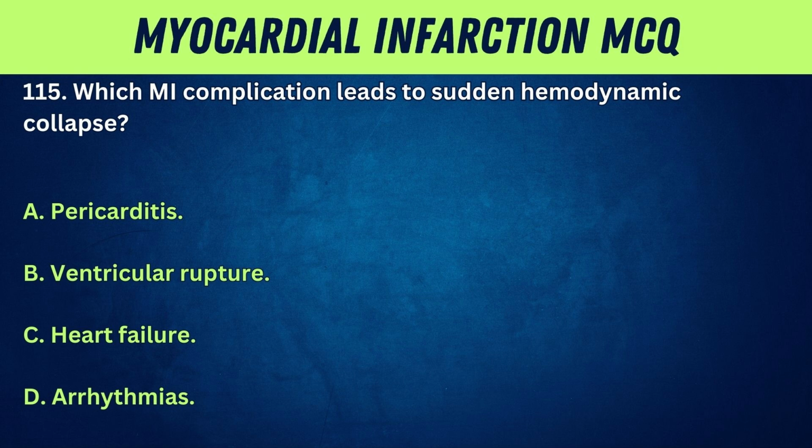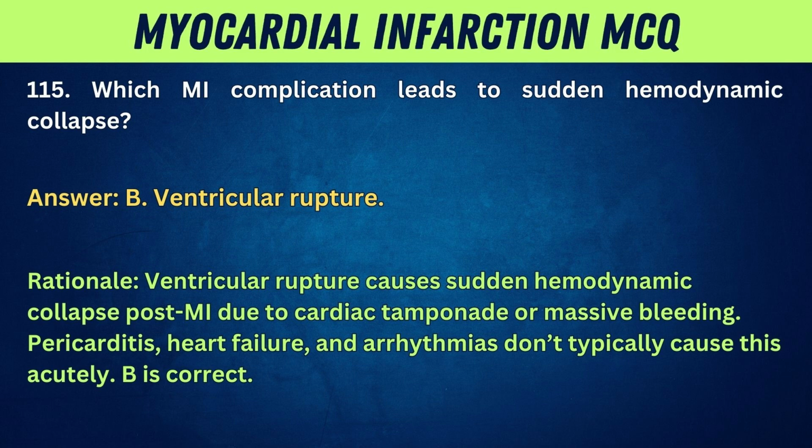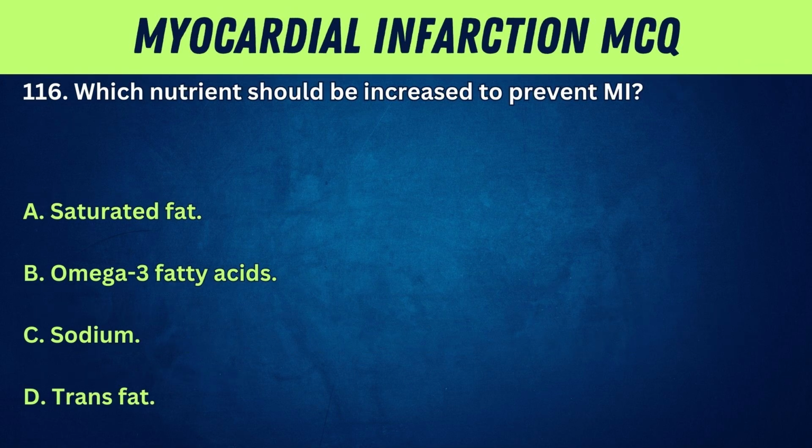A. Pericarditis. B. Ventricular rupture. C. Heart failure. D. Arrhythmias. Answer: B. Ventricular rupture. Rationale: Ventricular rupture causes sudden hemodynamic collapse post-MI due to cardiac tamponade or massive bleeding. Pericarditis, heart failure, and arrhythmias don't typically cause this acutely. B is correct. 116. Which nutrient should be increased to prevent MI?